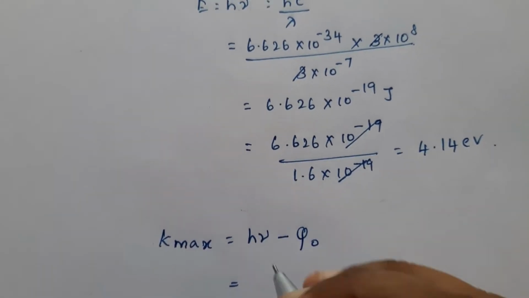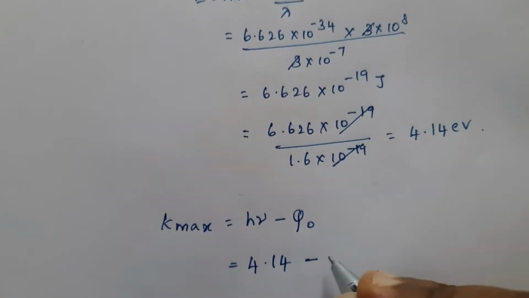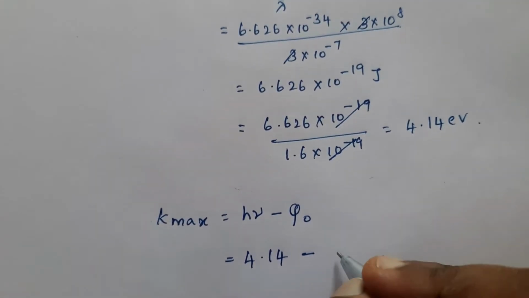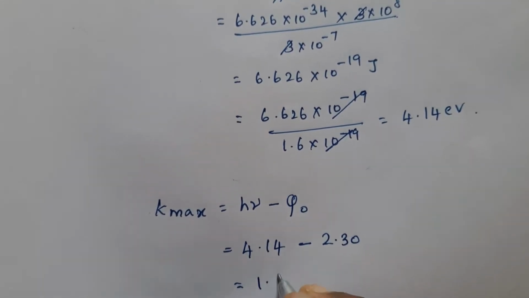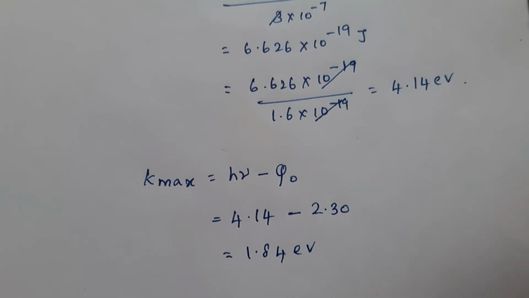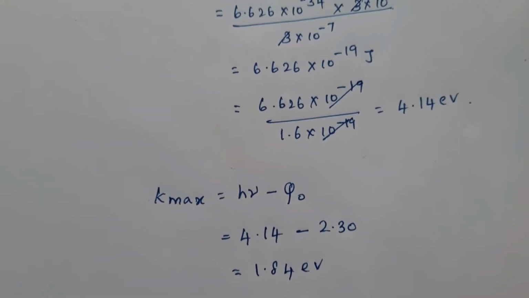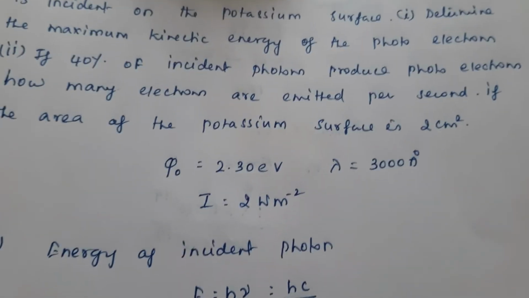So what is h nu? h nu is the energy, that is 4.14. Phi value is given in the problem as what? 2.30 for the potassium. So you will be getting it as 1.84 electron volt. So that's the maximum kinetic energy of the photoelectrons. Now second part of the question.